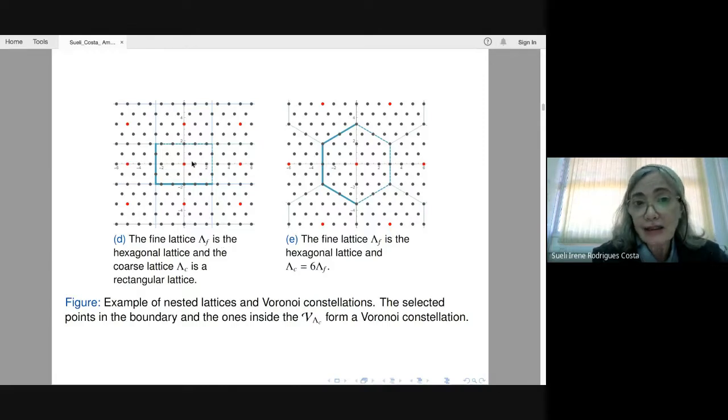We can add points inside, and this is the Voronoi region of the origin. And it's important to have some symmetry and equilibrium related to the origin in this kind of selection, right?